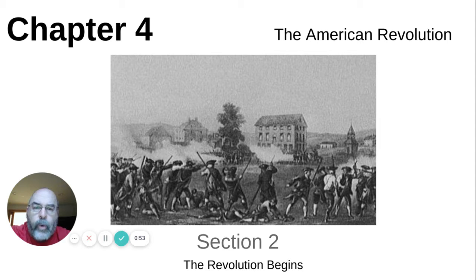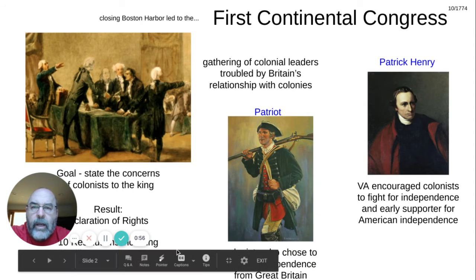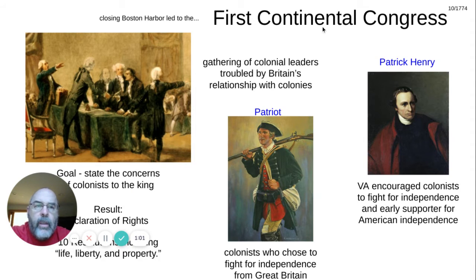So 4.2 is going to start off talking about the First Continental Congress, and I'll move my face around so we can see everything in just a moment. But the First Continental Congress is going to happen after the closing of Boston Harbor. When we have the Boston Tea Party, remember that's going to lead to the Intolerable Acts. And when they pass the Intolerable Acts, one of the parts is it's closing Boston Harbor. So the business people of Boston are not able to receive shipments or to send any shipments out, which means that they're losing a lot of money.